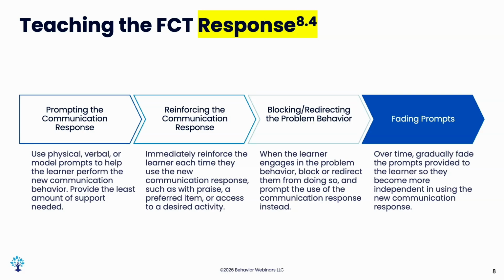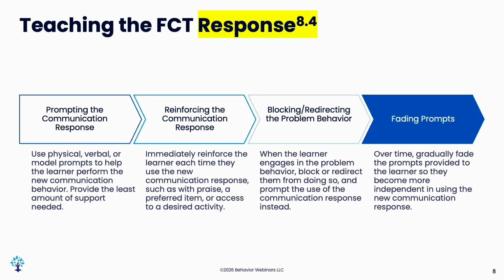And again, that goes back to the problem behavior getting the natural reinforcer. So if they're interrupting, they get attention. Now, if they ask appropriately for attention, they should get attention plus more. That means they'll really want to engage in that replacement behavior, the FCT, rather than the problem behavior. When the learner engages in the problem behavior, block or redirect them and prompt the use of the communication response instead. So, blocking, it's not my favorite. It is part of this FCT, but you don't necessarily need it. You can still do FCT without it.